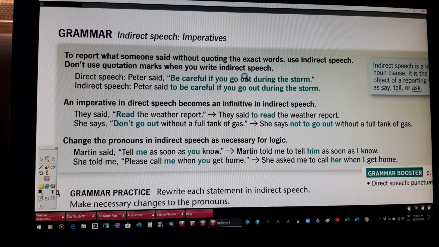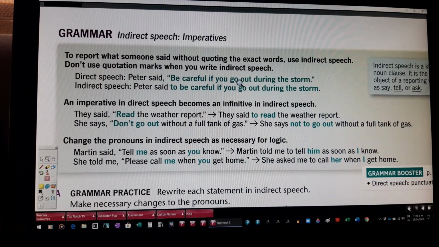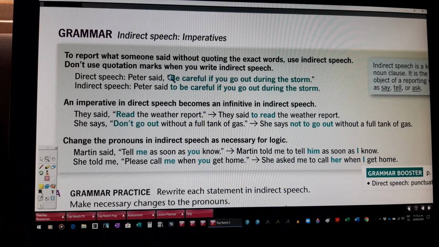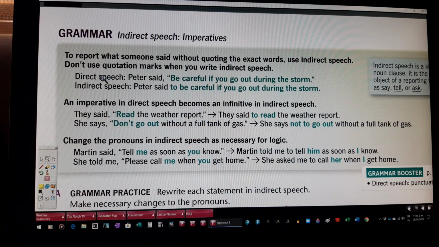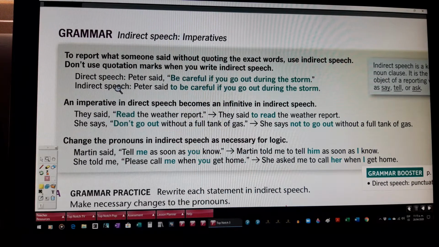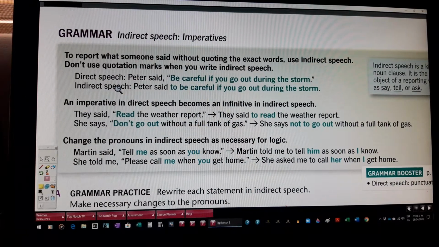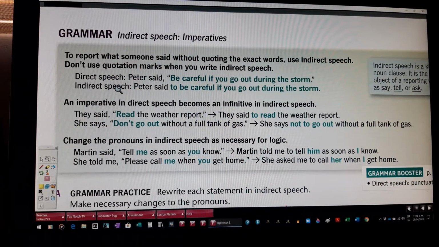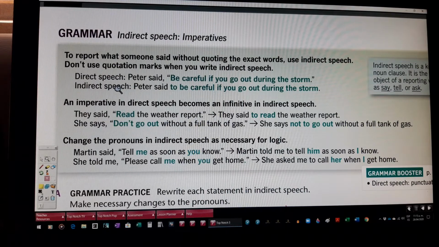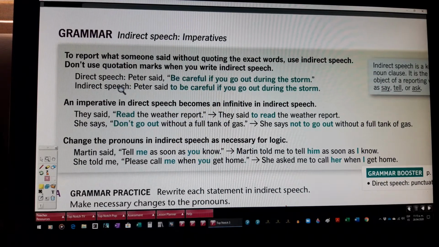Direct speech is when I remember the words of another person. For example, direct speech: Peter said, "Be careful if you go out during a storm." And in indirect speech, I'm saying it without using quotation marks with the expression of Peter. I'm saying it with my own words. That's indirect speech: Peter said to be careful if you go out during the storm.